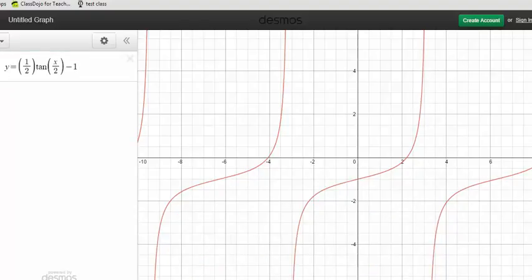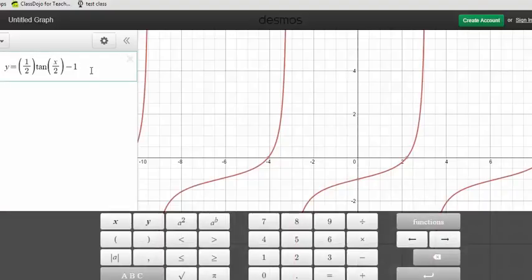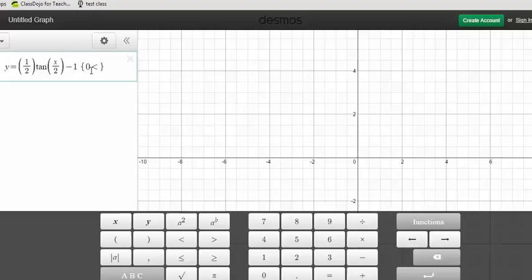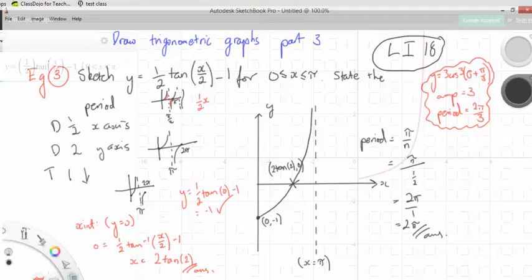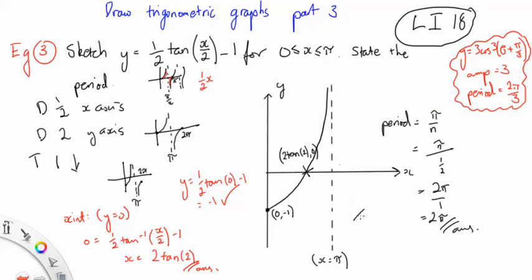Alright, let's go back to our graph. Let's make sure, in fact, let's restrict the domain. So you can restrict the domain on these things by going from, you can do this, 0 to pi. Beautiful. Looks exactly like our graph. Back to our graph, yep. Fantastic. Alright, that's our answer.